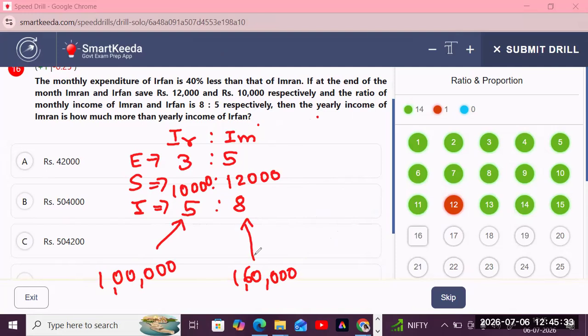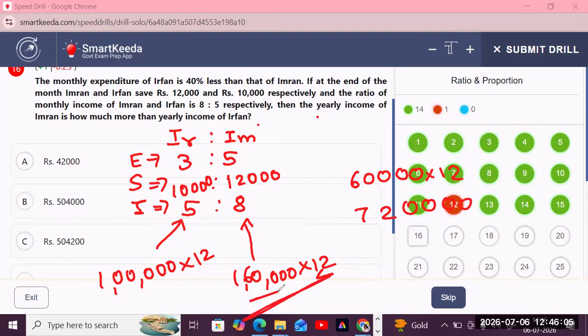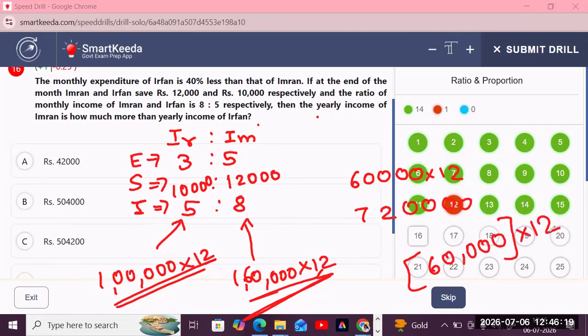The yearly income of Imran is how much more than the yearly income of Irfan. Because to find the difference, see, his yearly income is this and this one's yearly income is this. So if we subtract their monthly incomes, this one's is 1 lakh and this one's is 1,60,000, so the difference of these two comes to 60,000. That 60,000 for 12 months is how much? This is how it is like 7 lakh 20,000 is the answer, but I don't see any option here. But let's just see.